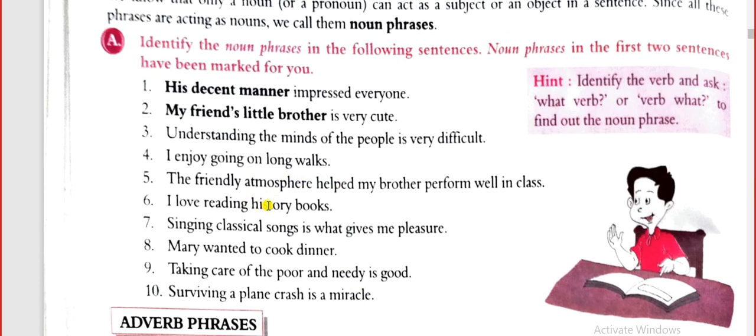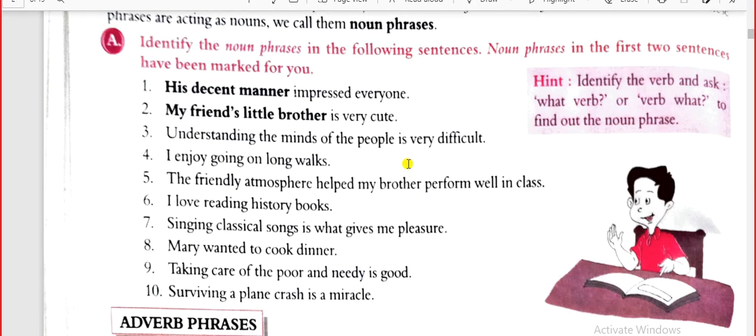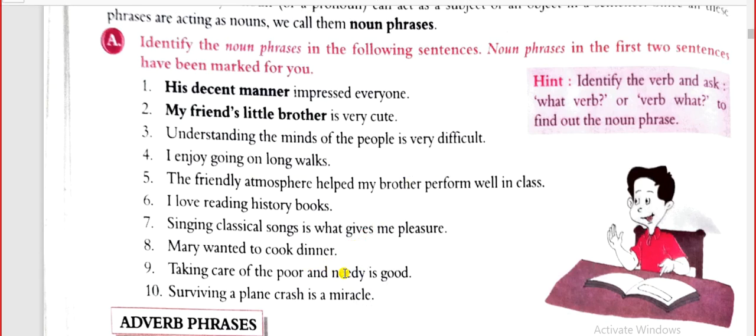Yes, ma'am. Excuse me, ma'am. Yeah, please say. Ma'am, I have a doubt, ma'am. Question number 7. Okay, this is Rudra Shukla. Yes, ma'am. Okay, so singing classical songs is what gives me pleasure, right? So, what is your doubt, Rudra? Ma'am, I am not able to understand noun phrase, ma'am. I think you're trying to say, what can be the noun phrase in this sentence?